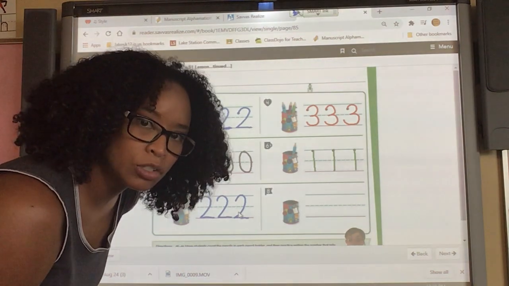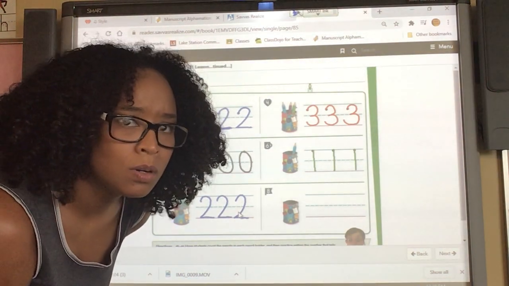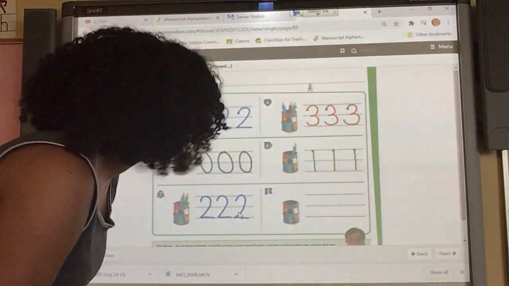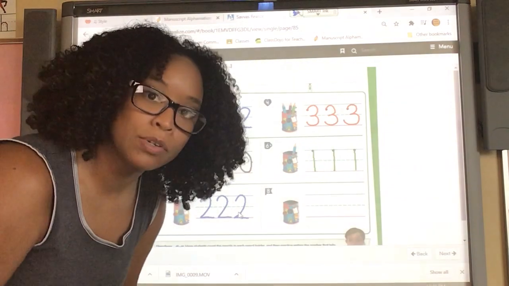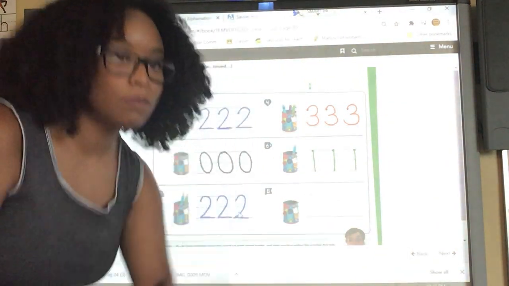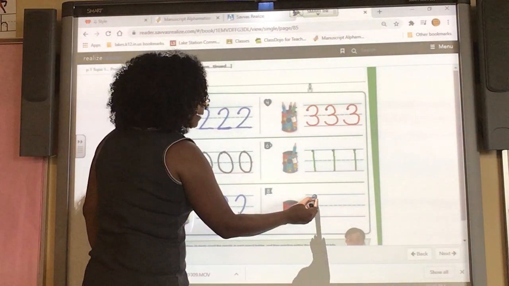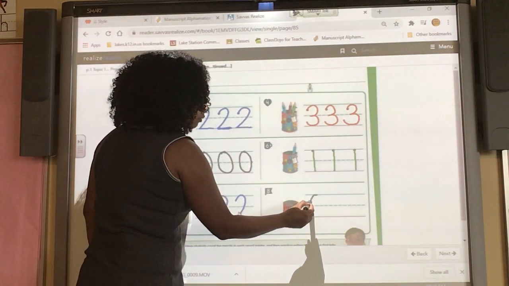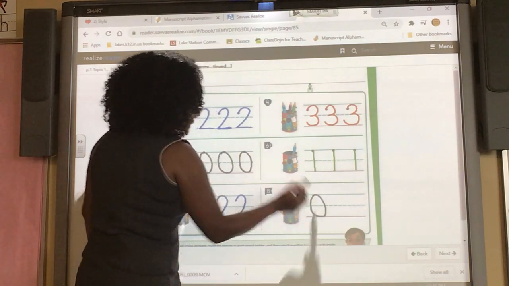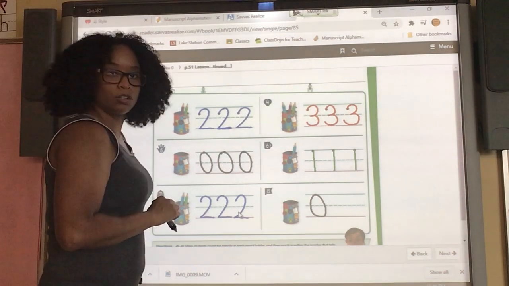None? You sure you don't see any? Not 1? Not 2? Not 3? There's no pencils in that cup? Okay, well, what number do we write to show nothing? 0. We're going to write the number 0. So in your journal, start at the top, curve around, and curve back up. That looks good. Go back to your journal.